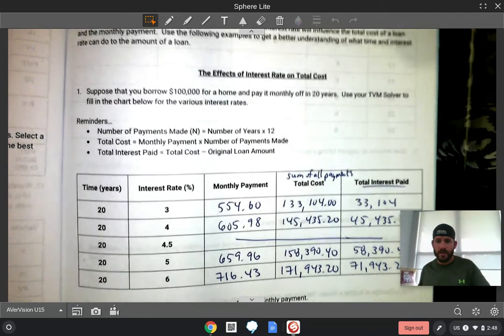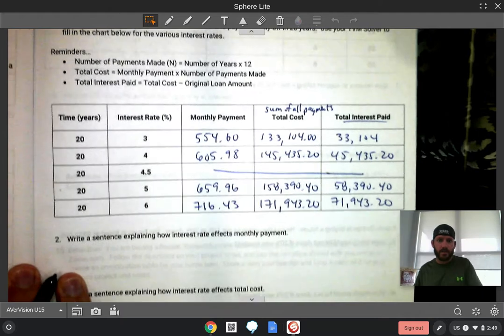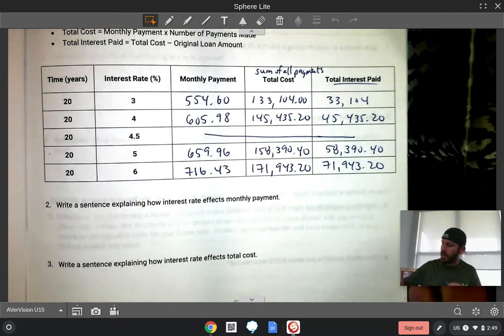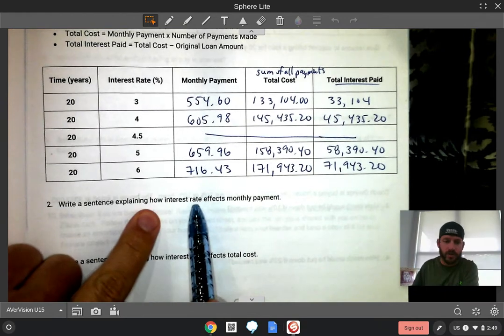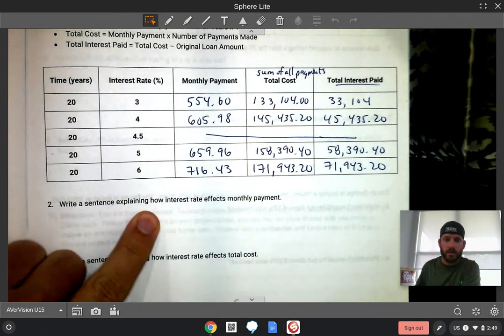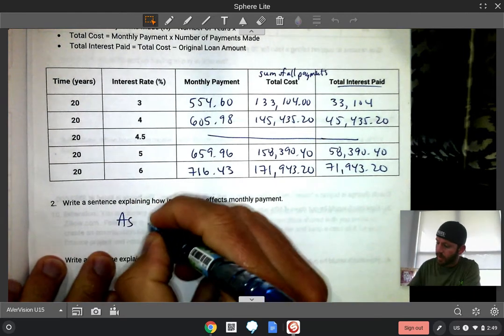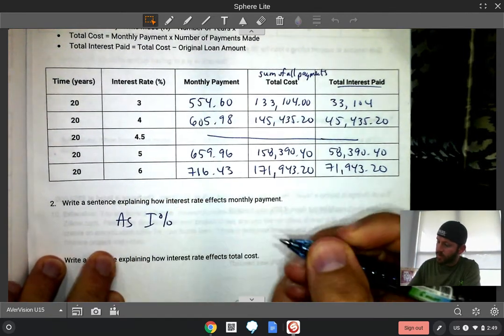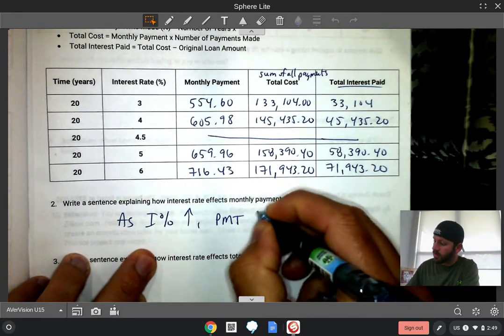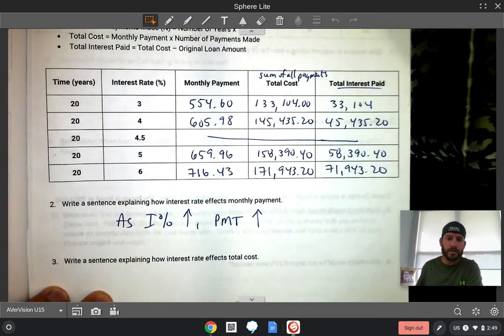All right, so I have that all written down. Let me move it over so you can see, so you're not just looking at me. So as you can see, as interest rate increases, our monthly payment also increases. So as interest rate, or i%, increases, our monthly payment also increases.